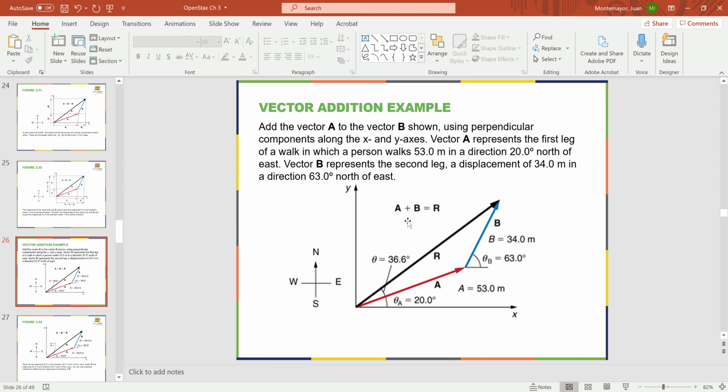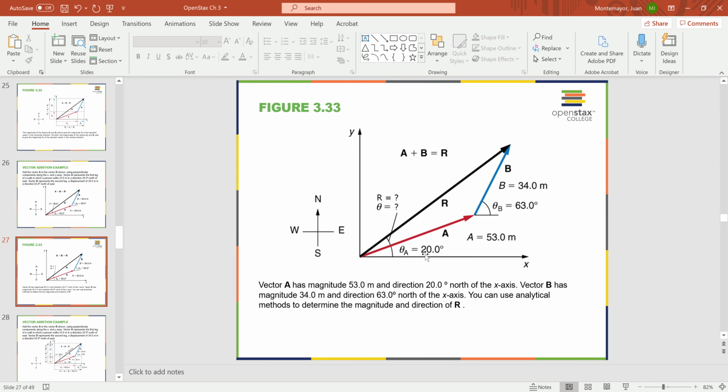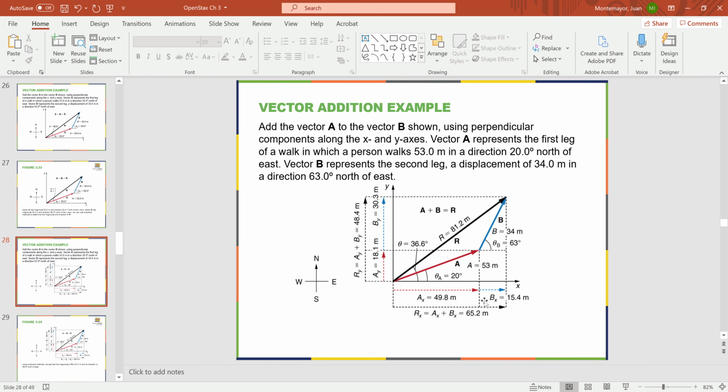Okay? So let's go ahead and add some numbers to it, right? Let's go ahead and say that our angle for our A is 20 degrees and our A is 53.0 meters. Let's say for our B, we have 34 meters and it's at an angle of 63 degrees. Okay? And our resultant theta is 36.6 degrees here. Okay? So now that we know what our components are here, let's go ahead and break it down all the way.